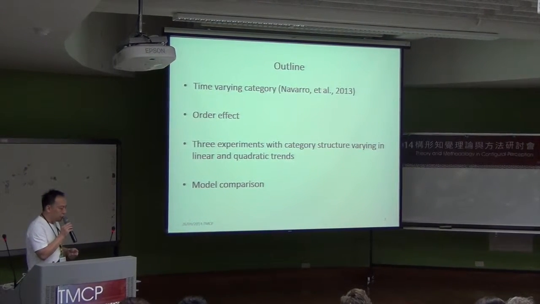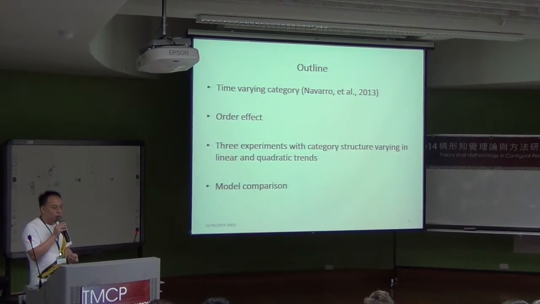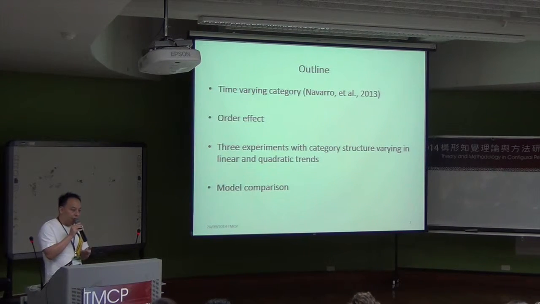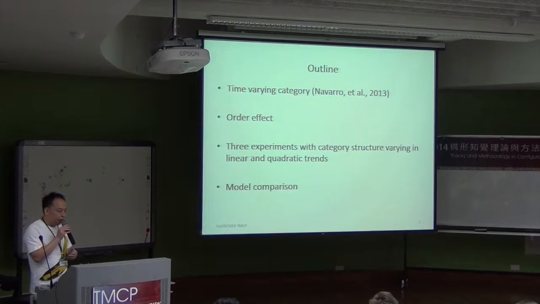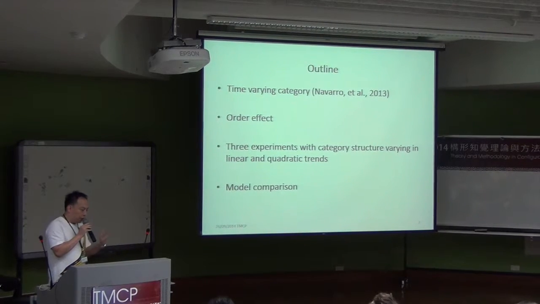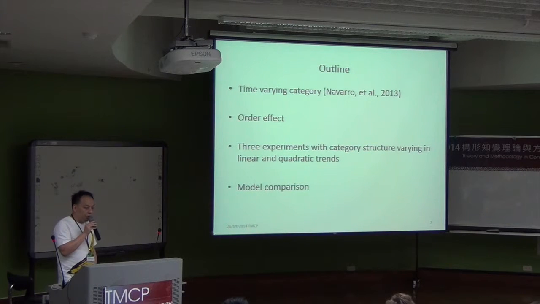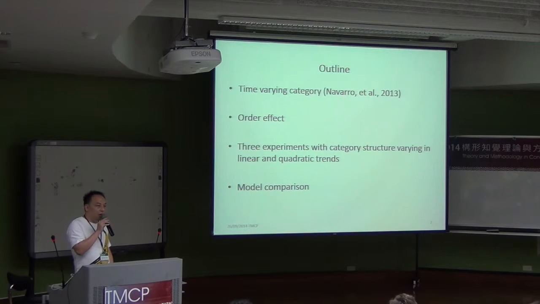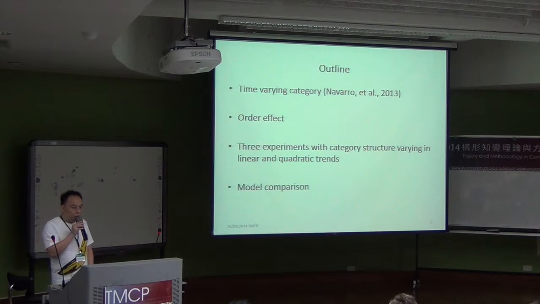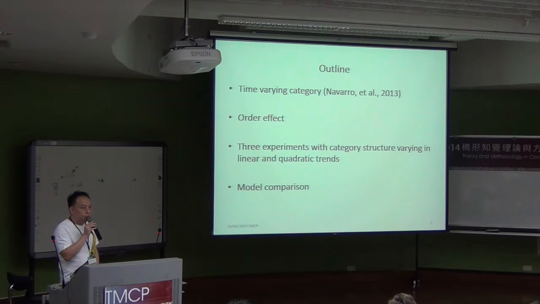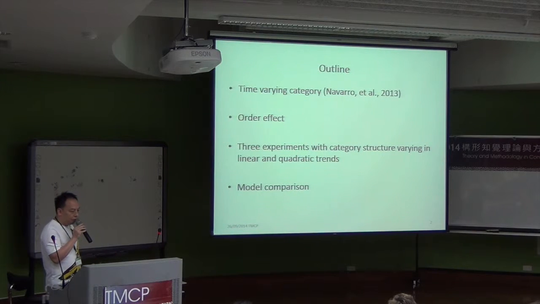They also proposed a simple rule-based model, which is used as a heuristic to accommodate their data. I was very interested in their work, so we decided to expand it by using different types of time-varying categories. We also have another aim, which is to seek a general account of how people actually learn this type of category.